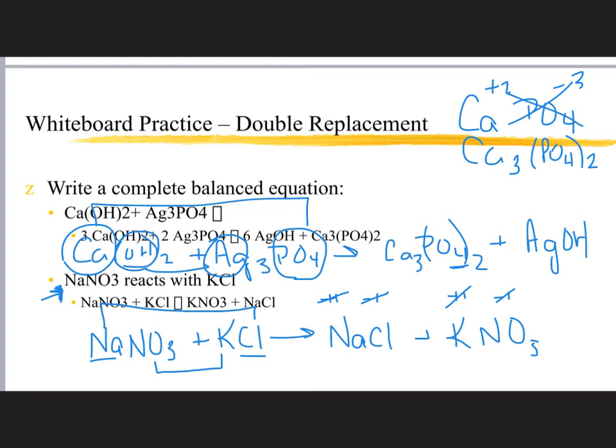So silver is +1, and hydroxide is -1, so those cancel, charges canceled. So we're good on just AgOH is the formula for silver hydroxide.